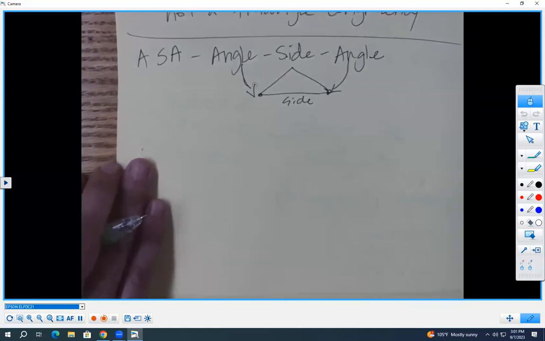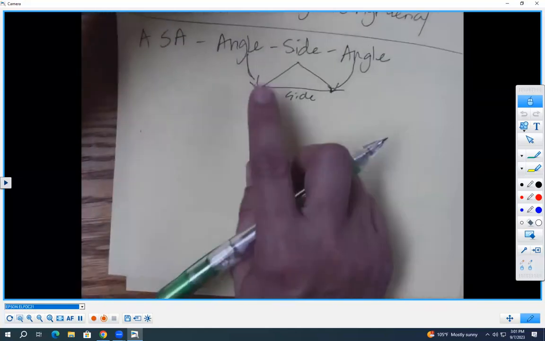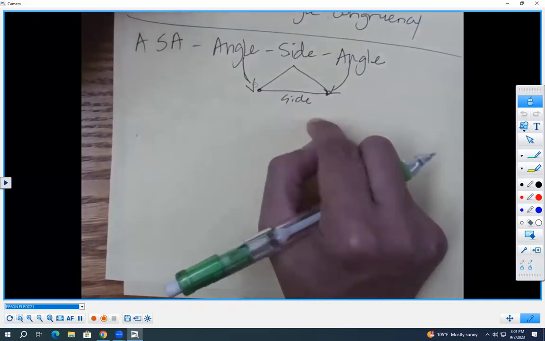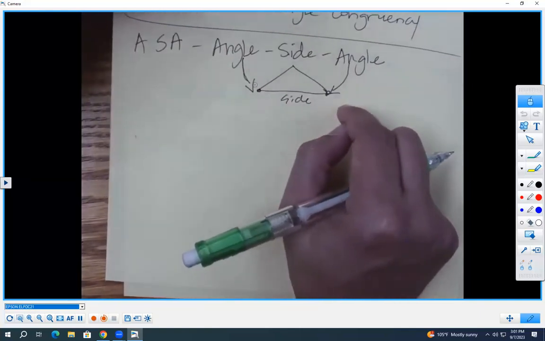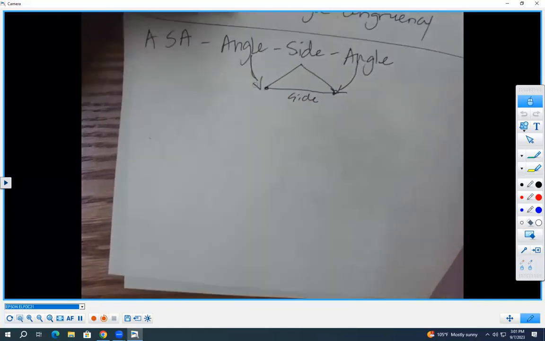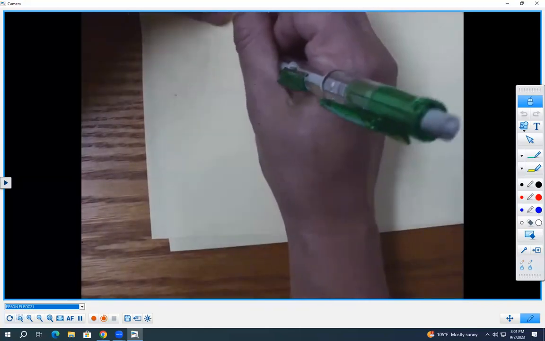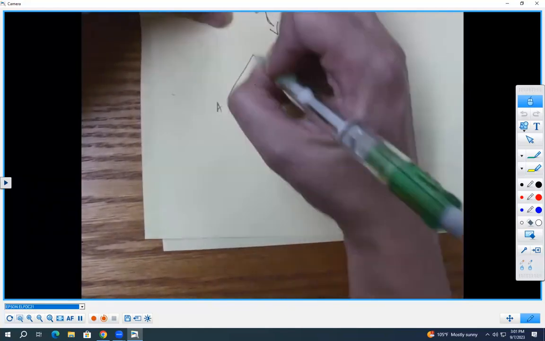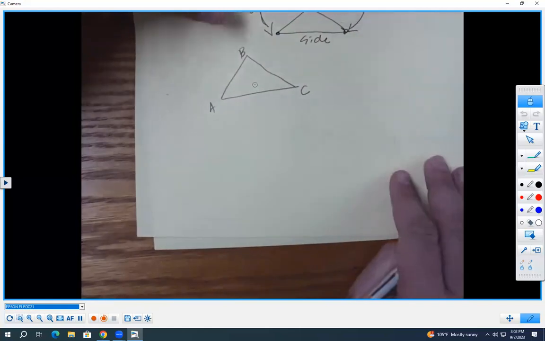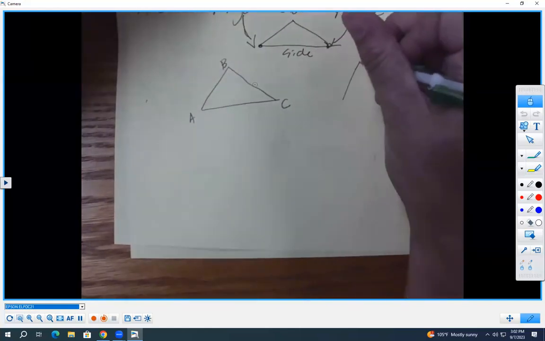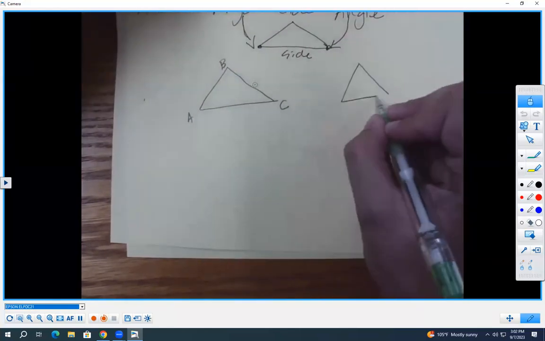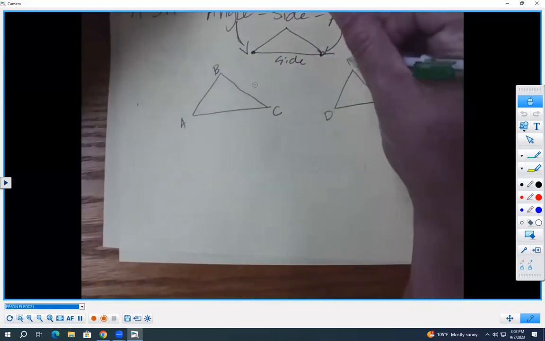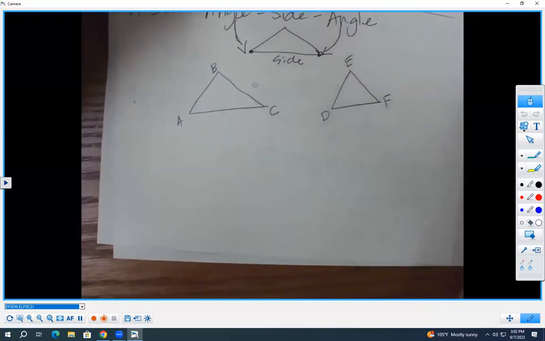So with angle side angle, if you can prove this angle is congruent, the included side, and then the other angle is congruent, then you have two congruent triangles. So the idea is, if I had some triangle, we'll call this A, B, C, and some other triangle, not drawn to scale, obviously, called D, E, F.